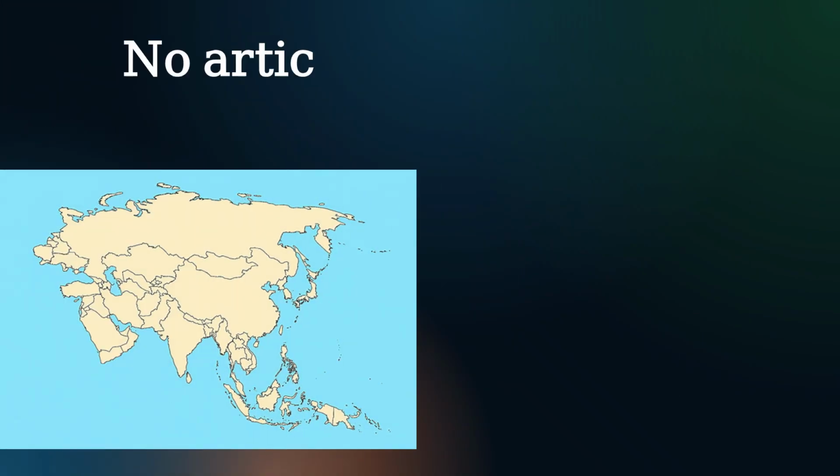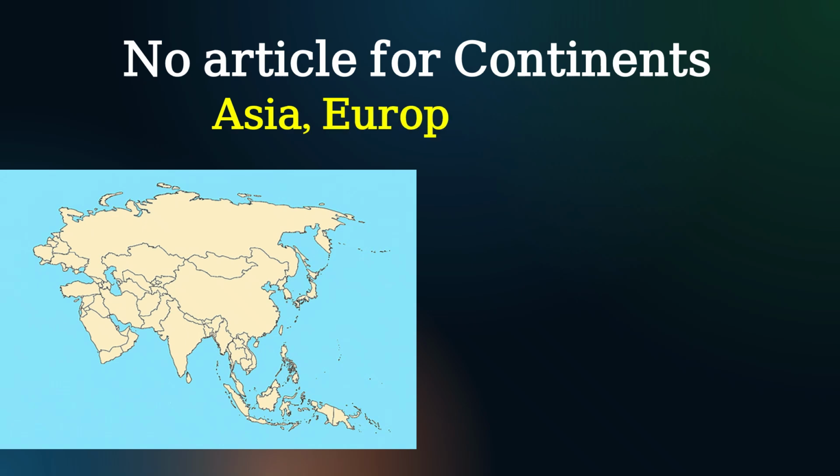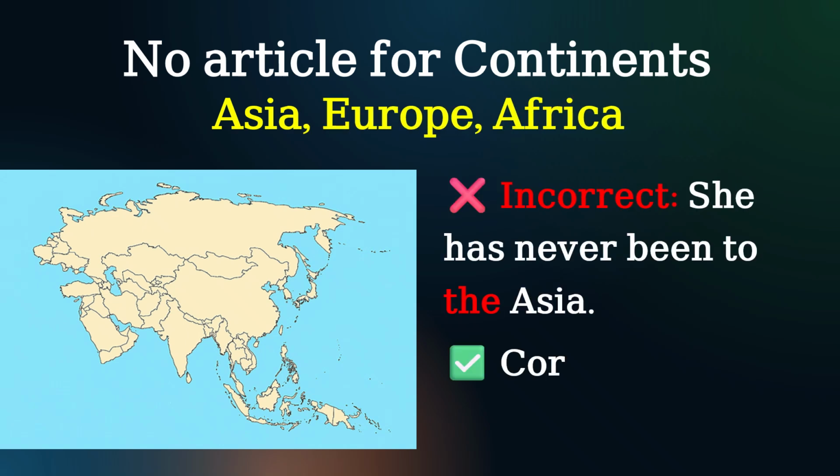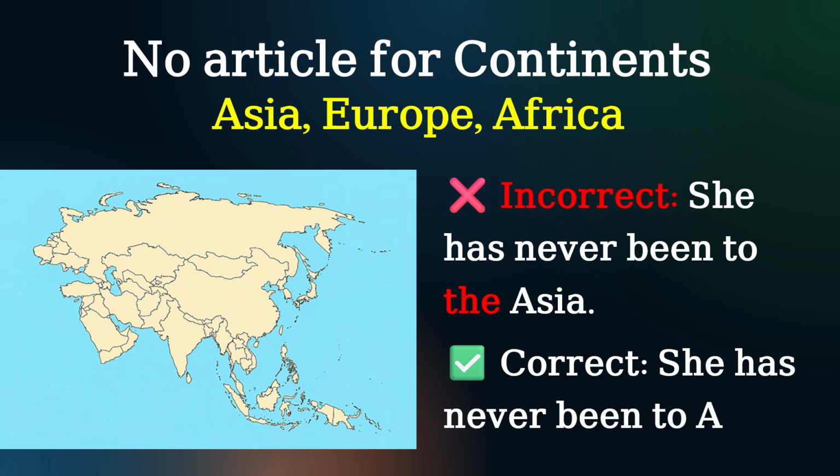Use no article for continents. For example, Asia, Europe, Africa. Incorrect. She has never been to the Asia. Correct. She has never been to Asia.